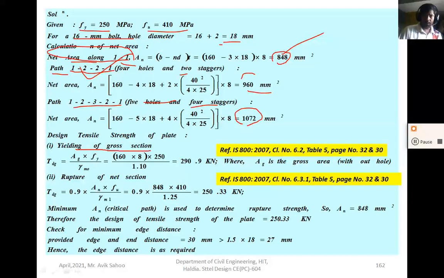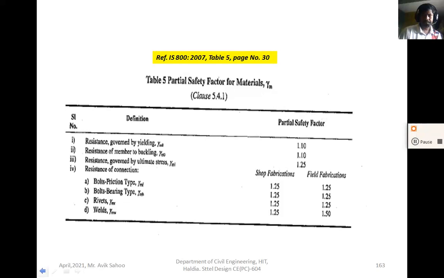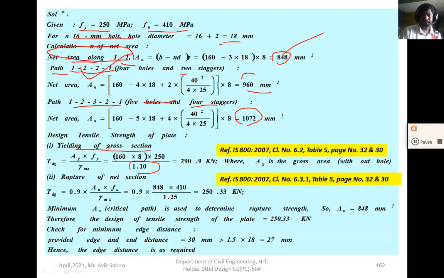So first we find the yielding of gross section, where the gross area is considered without hole. So Ag into Fy by gamma m0. Okay, the factor of safety is 1.10. You see that resistance governed by yielding, gamma m0, the factor of safety is 1.10. Ag is the gross area without hole.